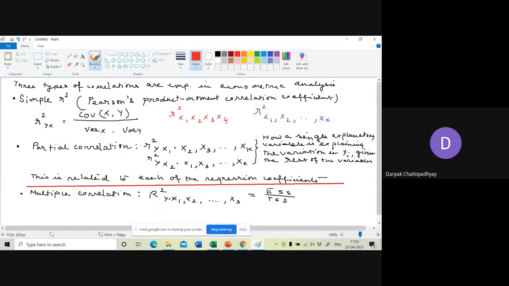How a single explanatory variable is explaining the variation in yi. Naturally, the variation in the study variable, or yi, given the rest of the variables. How a single explanatory variable is explaining the variation in yi, how can it be xi? We want to cover, or we want to explain, the variation in the study variable, isn't it?